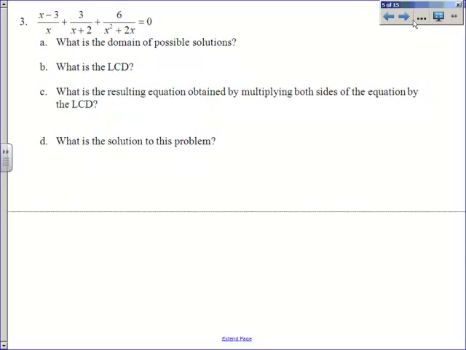One more. Let's see if we can do this a little better. What is the domain of possible solutions of x minus 3 over x plus 3 over x plus 2 plus 6 over x squared plus 2x equals 0? Let me go ahead and factor x squared plus 2x. Fortunately, once again, I have a common factor of x, and I can change x squared plus 2x to x times x plus 2. Well, what's my domain of possible solutions? x cannot be equal to 0, and x cannot be equal to -2. Any other solution would work, but those would cause me division by 0, which doesn't work.